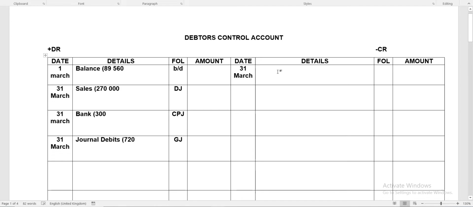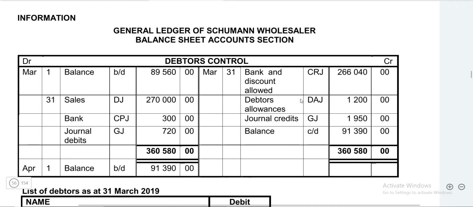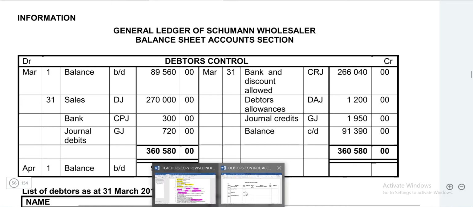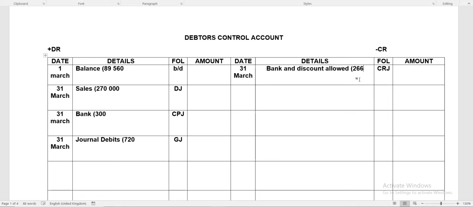And then here, remember on the 31st of March, we would have bank and discount allowed. The reason why is because people have paid, and this will be seen in the CRJ because we are receiving money. And then our bank and discount, according to this in the debtors control, is 266,040. Okay, so we'd have that 266,040.